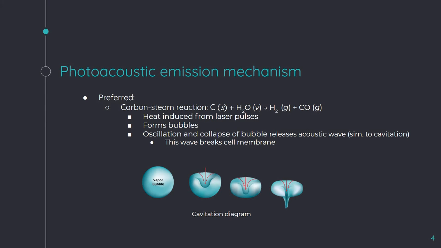Multiple mechanisms were explored regarding the photoacoustic emissions, including water vapor bubbles. However, when compared to another experiment with similar conditions, the most sensible mechanism was the carbon steam reaction. Here, the heat produced from the laser pulses reacts the carbon from the nanoparticles with water vapor to produce hydrogen and carbon monoxide gas. These produced bubbles oscillate and then collapse, releasing an acoustic wave that damages the cell membrane in a manner similar to cavitation.